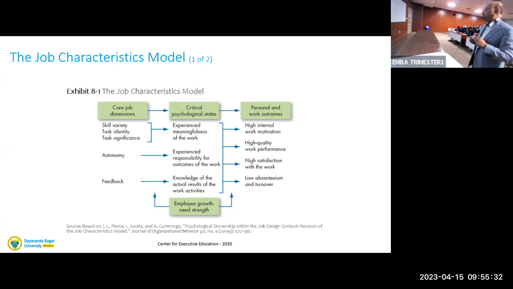So these are the five core job dimensions. And what are the critical psychological states they have? They experience meaningfulness of the work, experienced responsibility for the outcomes of the work, and knowledge of the actual results of the work activities. So it's a psychological state. And what are the personal and work outcomes? High internal motivation, high quality work performance, high satisfaction of the work, low absenteeism and turnover.